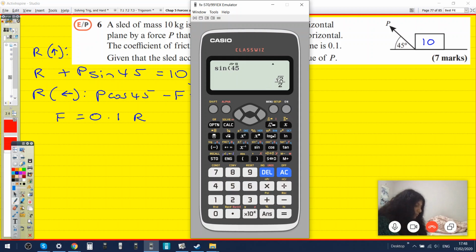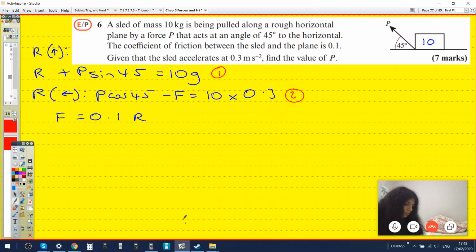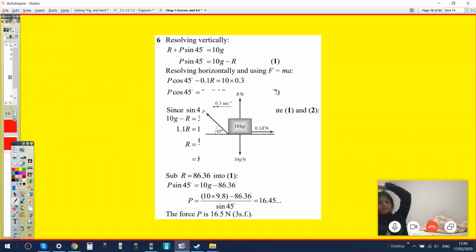Sine 45 is root 2 over 2. Cos 45 is the same thing. It's actually a really hard question. Oh, it's 7 marks. No wonder. I got P is equal to 16.456 newtons. 16.5. Yep. Right. Great.